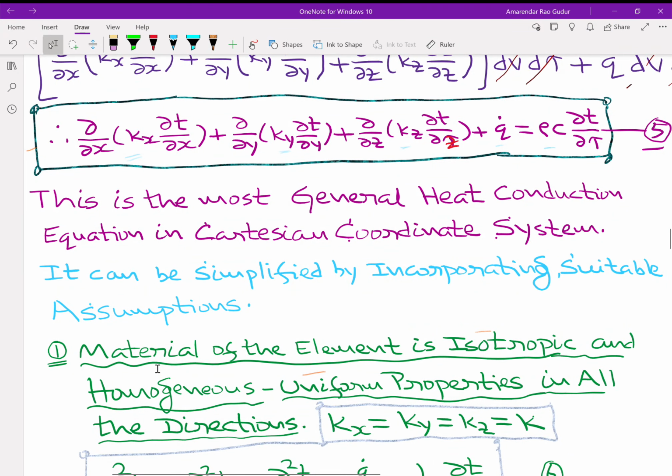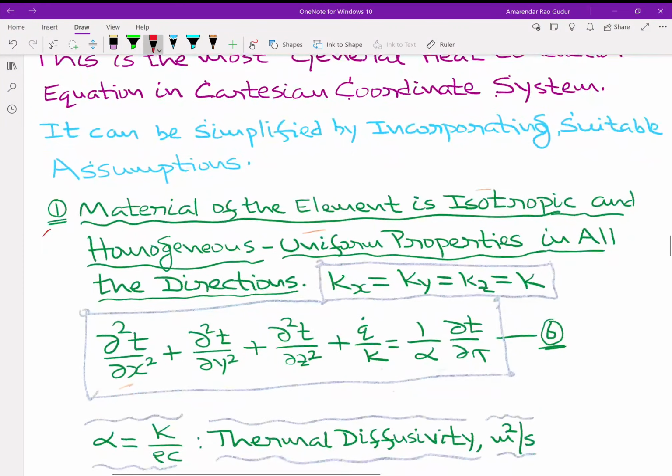And this equation is impossible to solve. Luckily we don't require this equation as it is. Therefore we introduce some suitable assumptions. First and foremost, we assume that the material of the element is isotropic and homogeneous. The moment I say isotropic and homogeneous, it's going to have uniform properties, which means that k_x is equal to k_y is equal to k_z is equal to k.